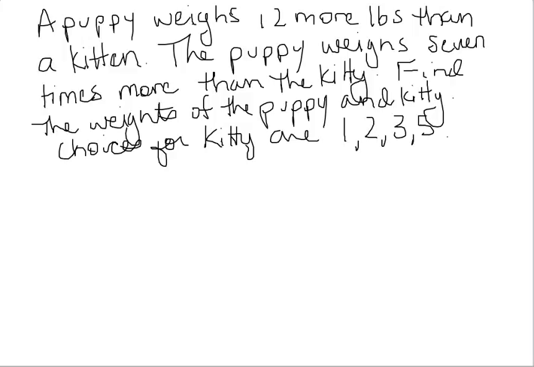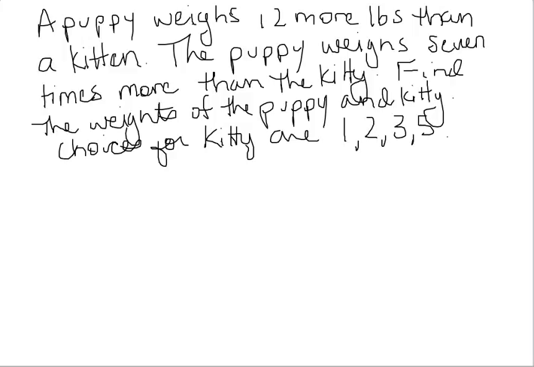A puppy weighs 12 more pounds than a kitten. The puppy weighs 7 times more than the kitten. Find the weights of the puppy and the kitty. Your choices for the weight of the kitty are 1, 2, 3, or 5 pounds.